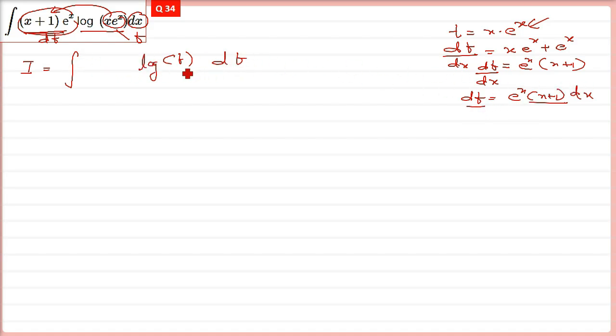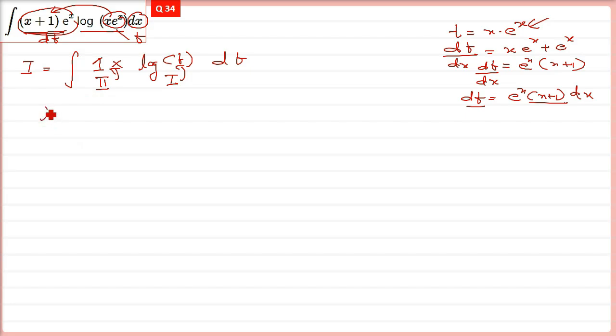And how to integrate log t? Integration of log t can happen if you assume that 1 is multiplied by log t, and you assume that one is the first function, other is the second function, and it totally depends on the integrability of the function whether it has to be taken as the second function. So we'll take log t as the first function and 1 as the second function.